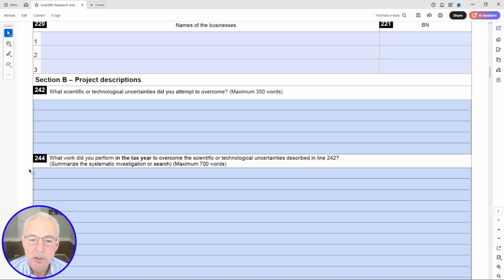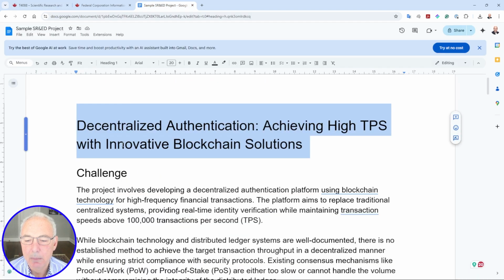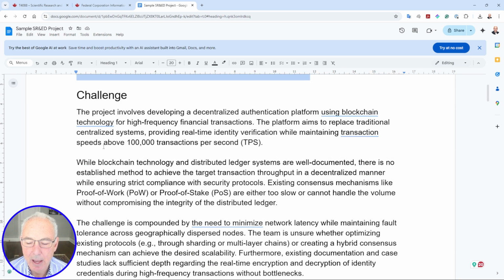Here's the T661. We're back at section B, line 242. What scientific or technological uncertainties did you attempt to overcome? So I prepared a project already, and I did it in my word processor. It's easiest for you to do it this way, and that way you can make sure that everything in here is accurate. Now, I'll have another video which will show how to construct this claim as best as possible.